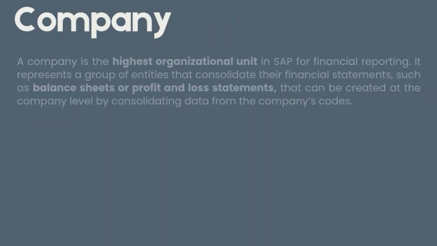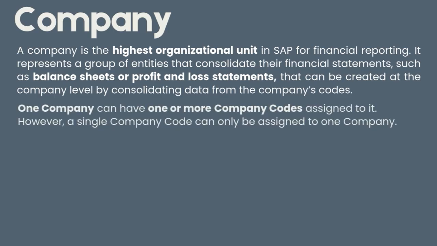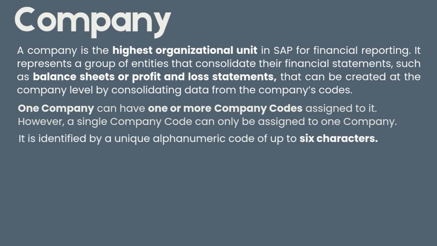Company. A company is the highest organizational unit in SAP for financial reporting. It represents a group of entities that consolidate their financial statements, such as balance sheets or profit and loss statements, that can be created at the company level by consolidating data from the company codes. One company can have one or more company codes assigned to it. However, a single company code can only be assigned to one company. It is identified by a unique alphanumeric code of up to 6 characters.